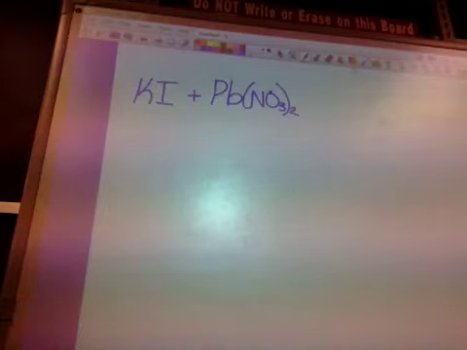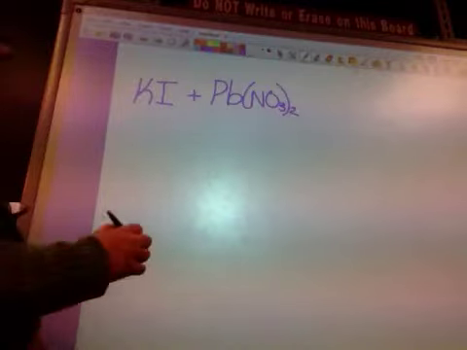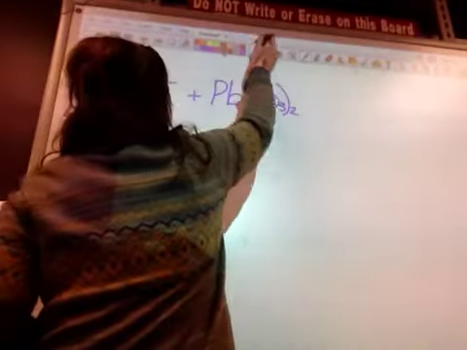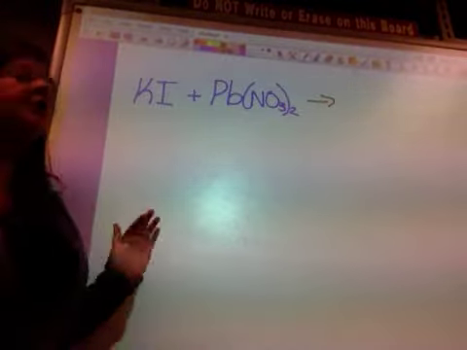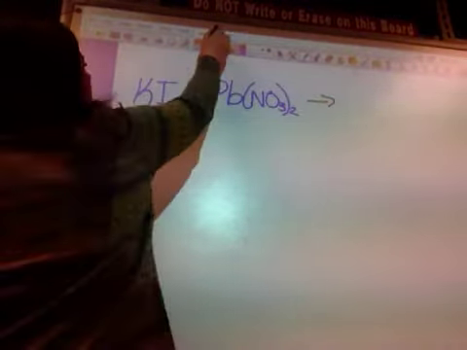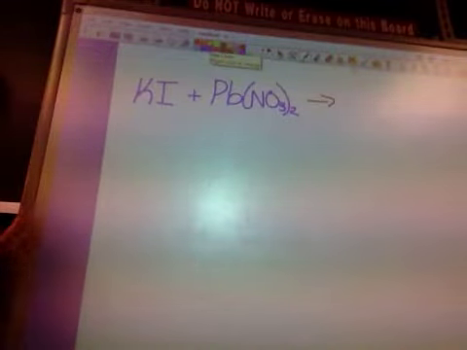Okay, so in this case, I want to make my products. This is what I'm given as my reactants, and now I need to predict what my products are going to be. So, like in a double replacement reaction, I know that the cations are going to crisscross partners. So I have to determine which ones are my cations here. Remember, those are the ones that are first.